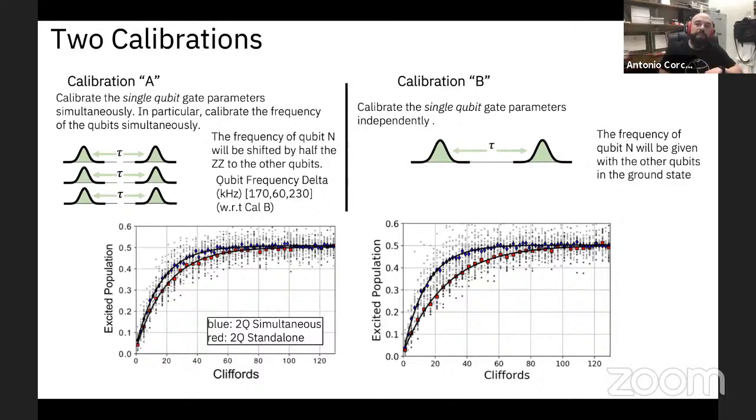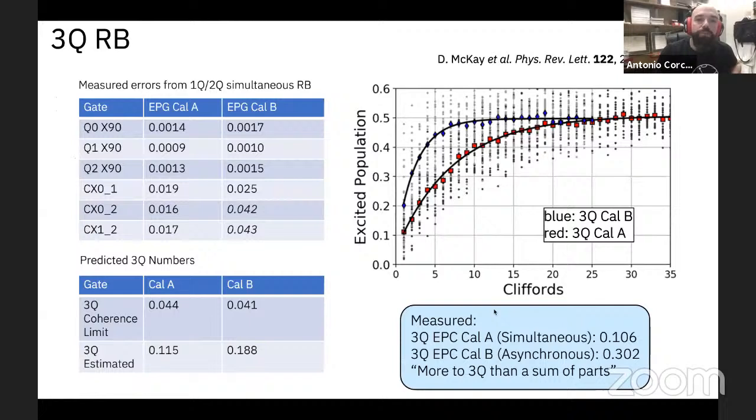Whereas if you calibrate each qubit independently, then when you only operate that qubit, it's going to do very well. But when you operate it with the neighbors, it's going to do much worse. And you can see this in these curves here, where the red curve, which is 2 qubit randomized benchmarking, does much worse when you are doing the separate calibration, because you are assuming with that calibration that the qubit is isolated, where that's not the case. So with these two calibrations, we can go and benchmark our single and two qubit gates, as stated here in this table.